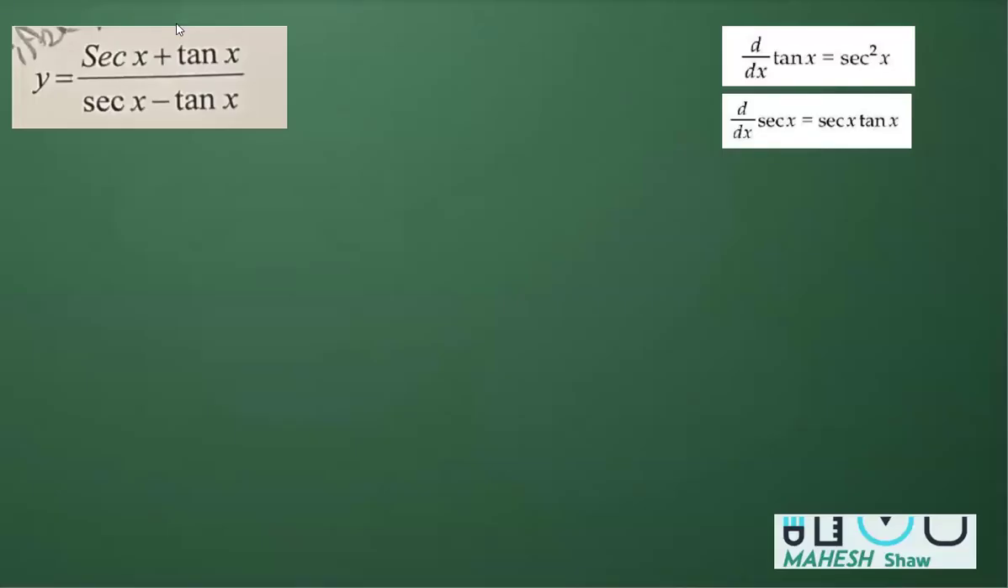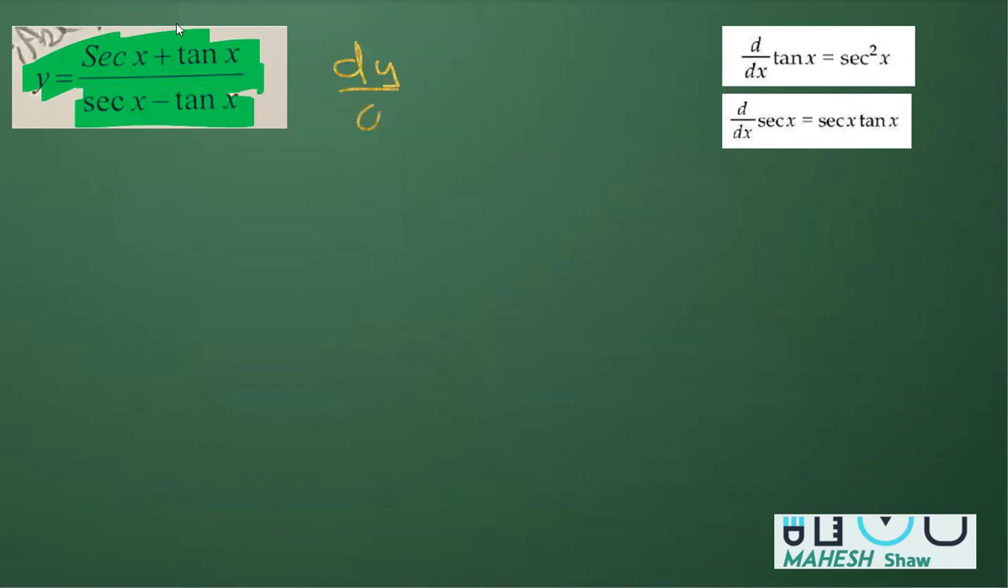In this given question, we have y as (sec x plus tan x) over (sec x minus tan x), and we have to find this derivative, that is dy by dx is what we have to find. Now, before we use derivative, we can simplify it first.